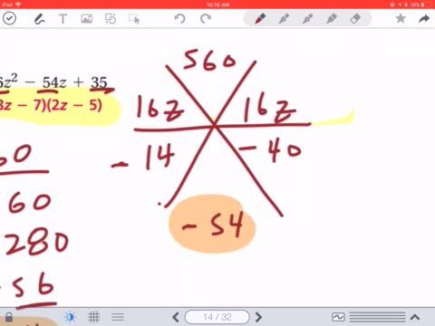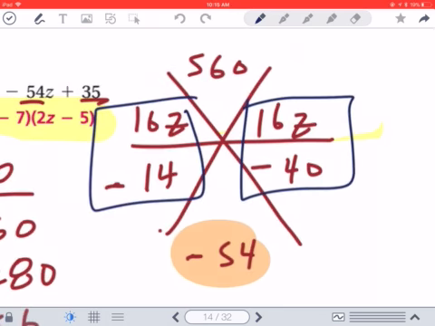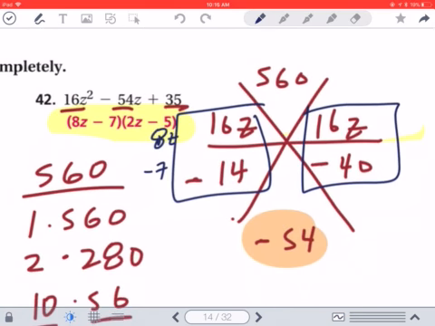All right, then I think you know what to do from here if you've been watching the videos. Both of these I can reduce. Okay, I can reduce this, and I can reduce this right here. So 16 and 14, I can reduce that, divide that by 2. That would be 8z minus 7. Okay, so that's where that factor comes from, 8z minus 7.